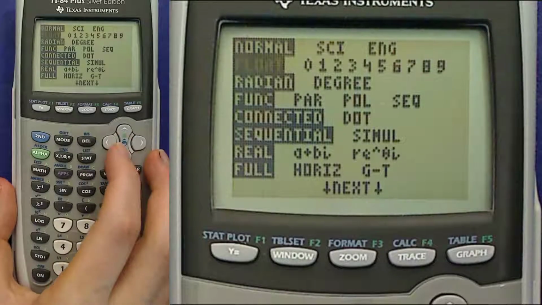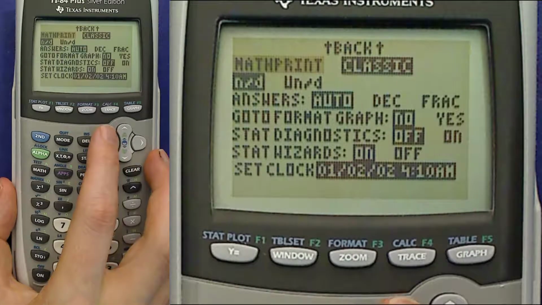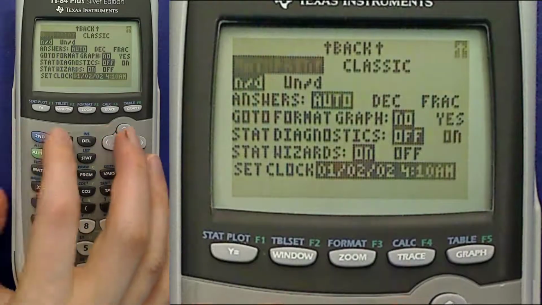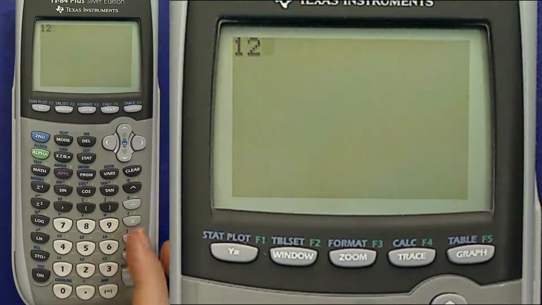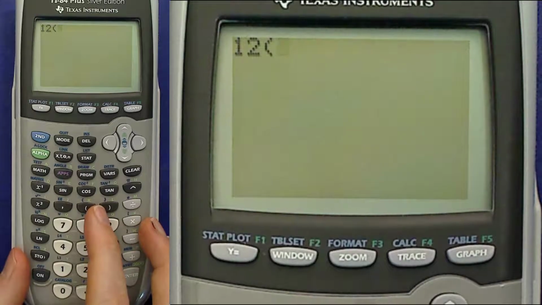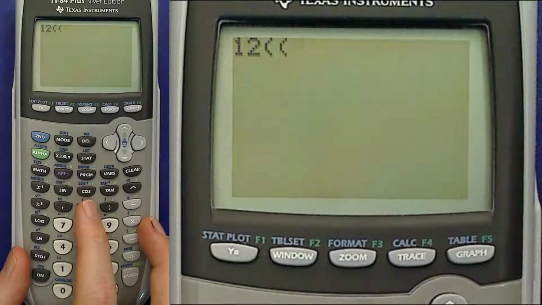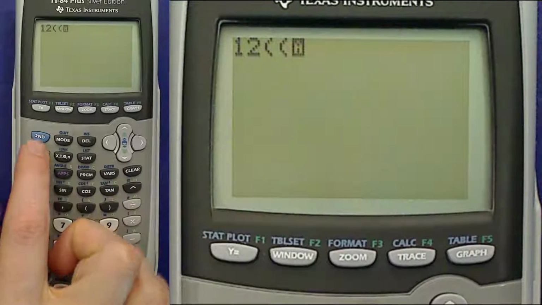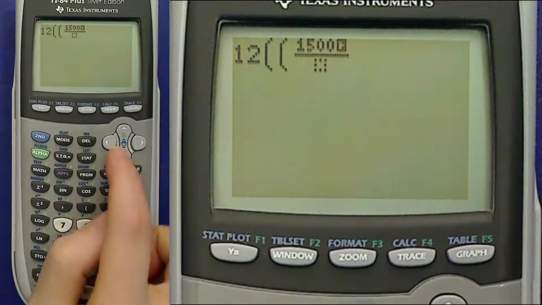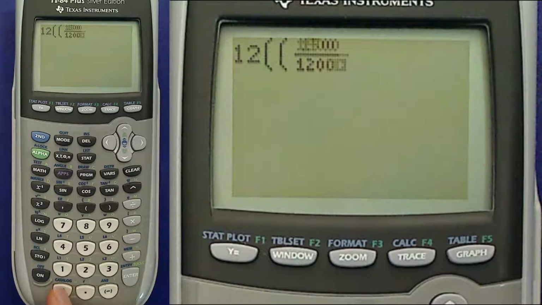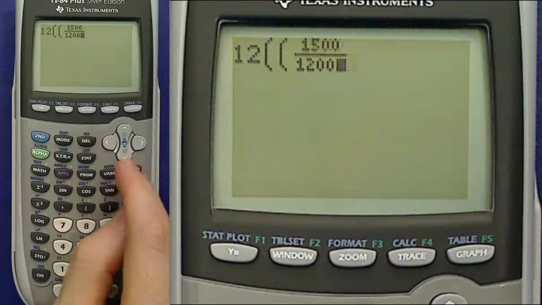Let me put this back in math print mode. That does the nice layout for us. 12 times, and then I need more parentheses because I'm going to do a fraction to a power. So I'll hit this button, get the fraction. I have 1500 divided by 1200. Oops, that's too many zeros.